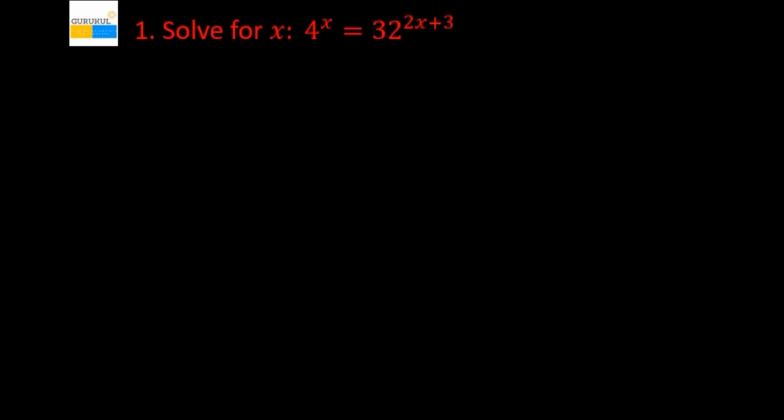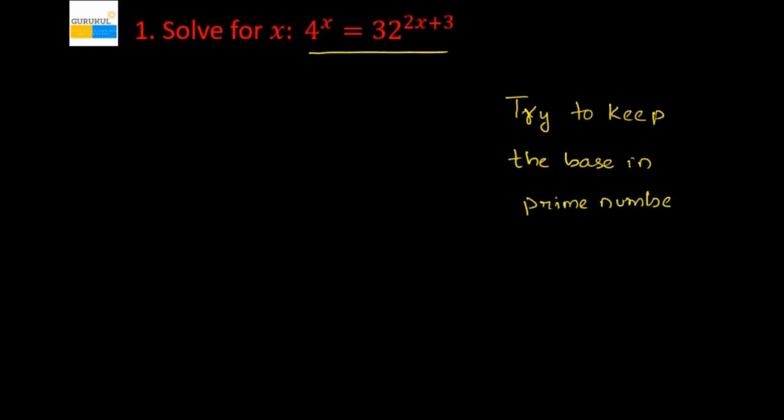So the first problem: solve for x given 4 to the power x equals 32 raised to the power 2x plus 3. I'll give you a hint which is to be used in almost all the indices problems. Try to keep the base in prime number or product of prime number form. Okay, so we will see how it is used.